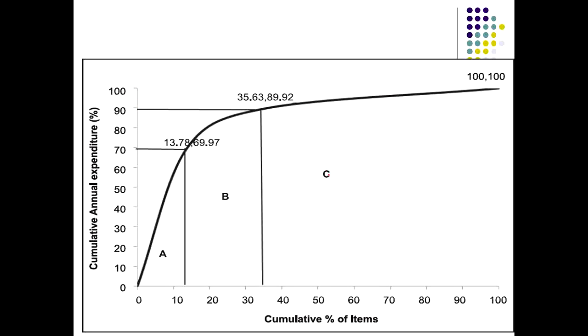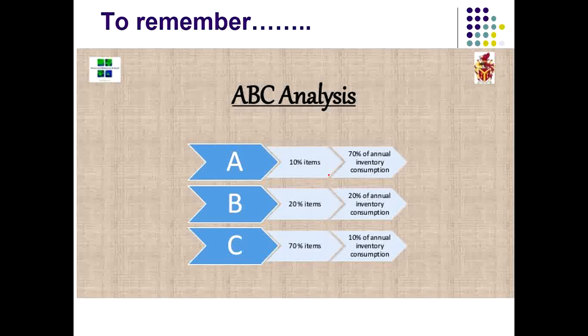So this is the graph you have to make whenever you are going to analyze the items in A, B, and C categories. Okay, so certain things have to be remembered while we are going to do ABC analysis. A category is going to have 10% items and 70% annual inventory consumption. B category is going to have 20% items and 20% annual inventory consumption, and C category is going to have 50 to 70% items and 10% of annual inventory consumption.